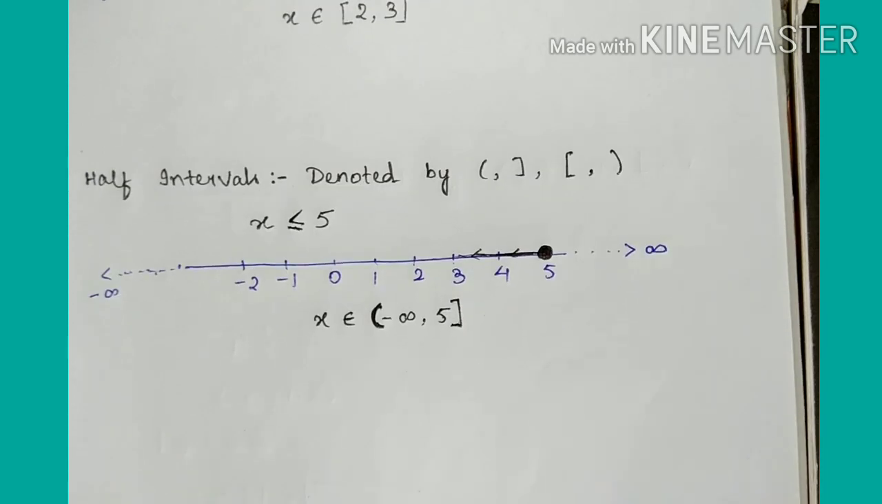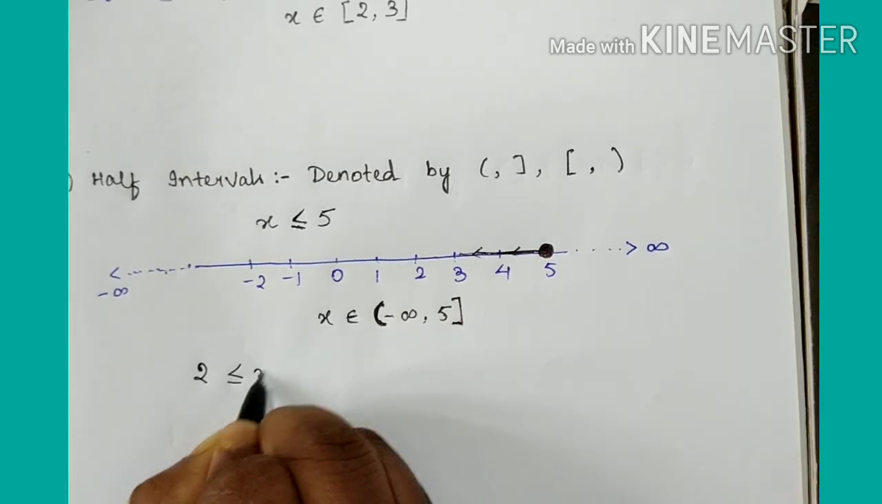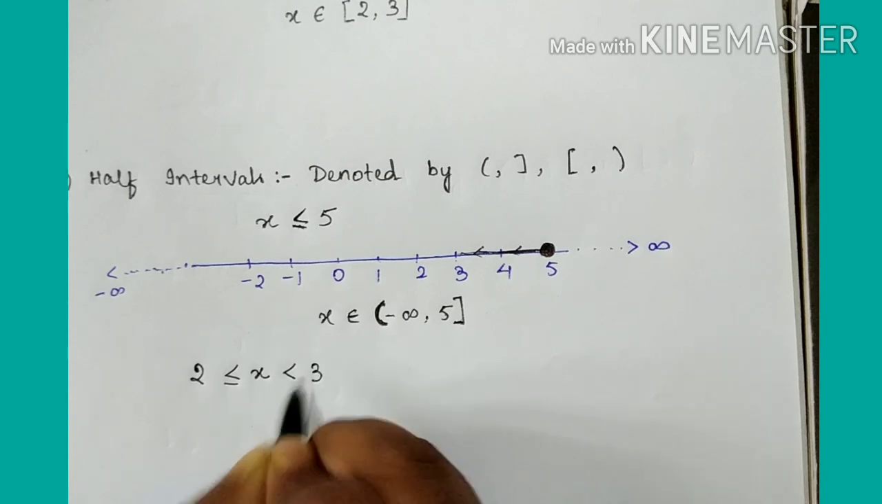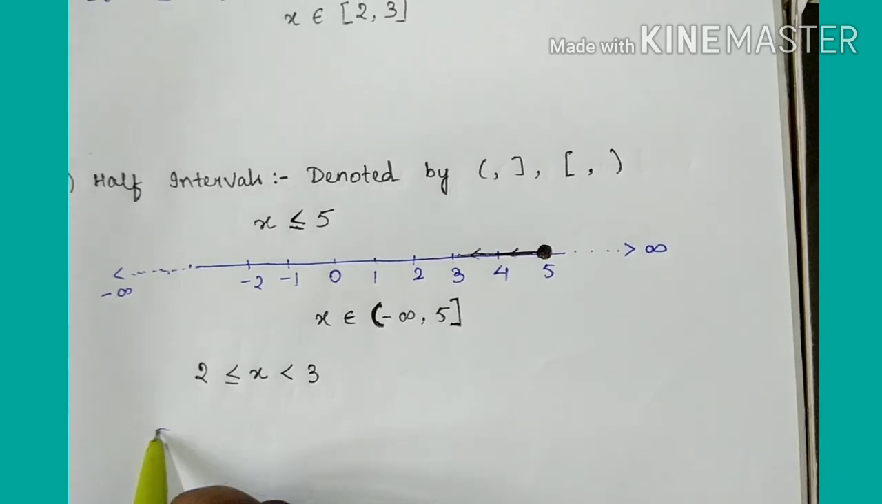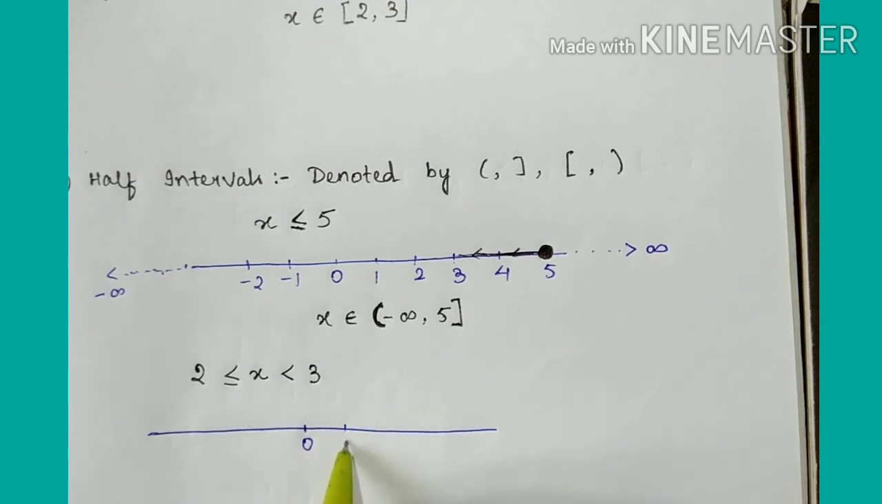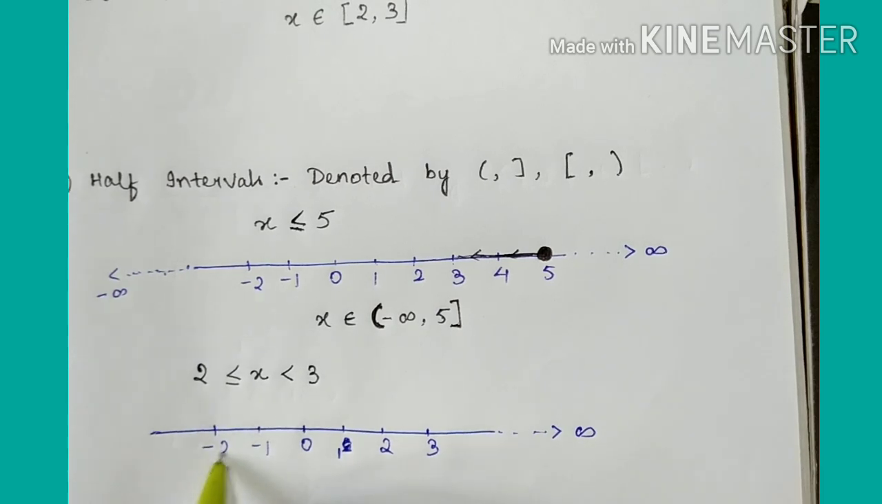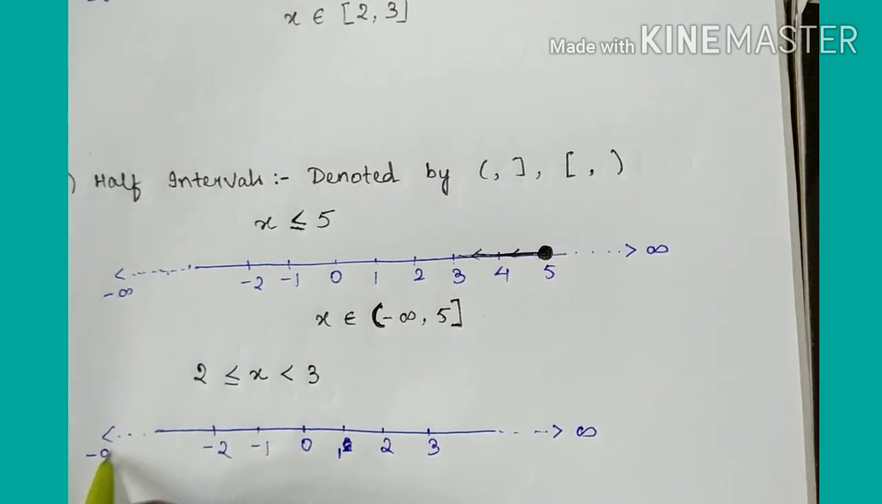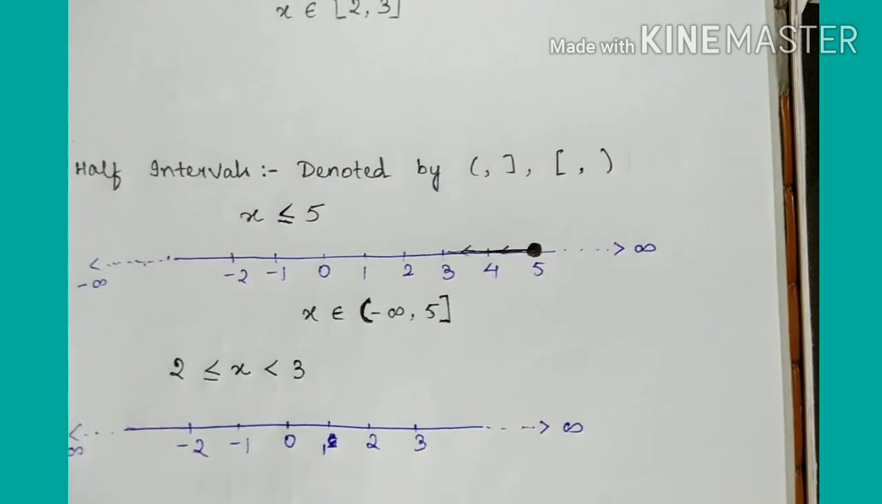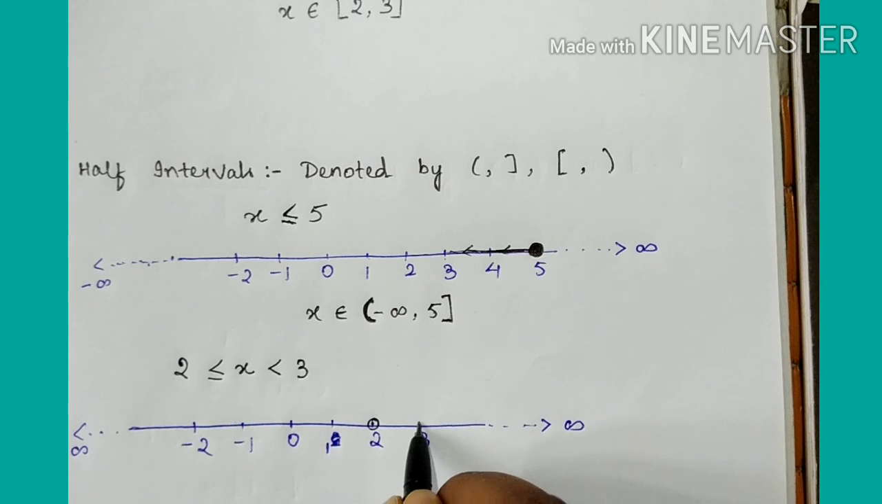Let's take another example. Say 2 is less than or equal to x is less than 3. We draw the number line. Suppose this is 0, 1, 2, 3, goes till infinity, -1, -2, -infinity. Okay. Now we encircle the points 2 and 3 on the number line.